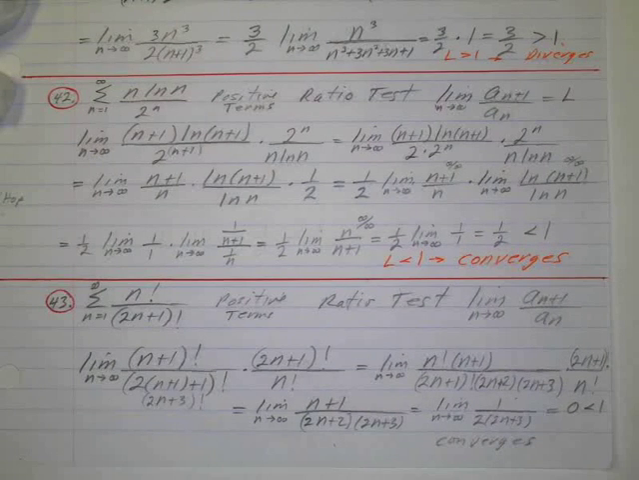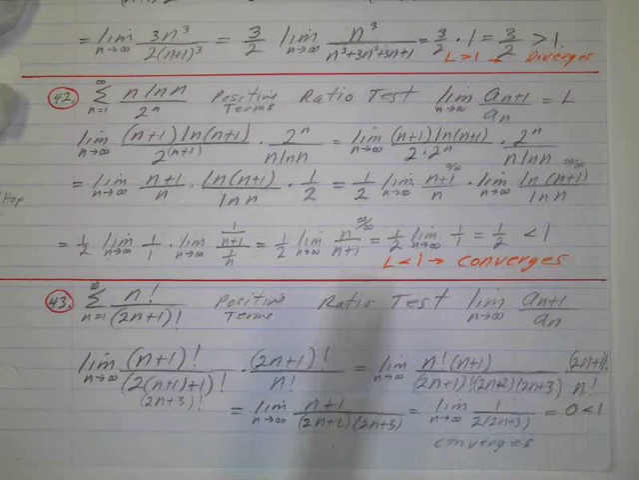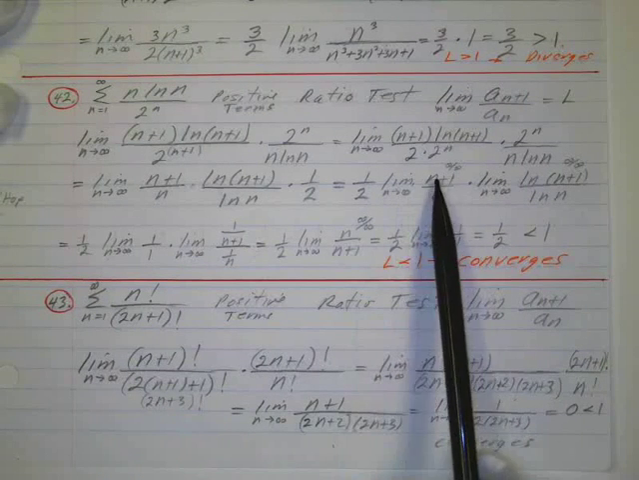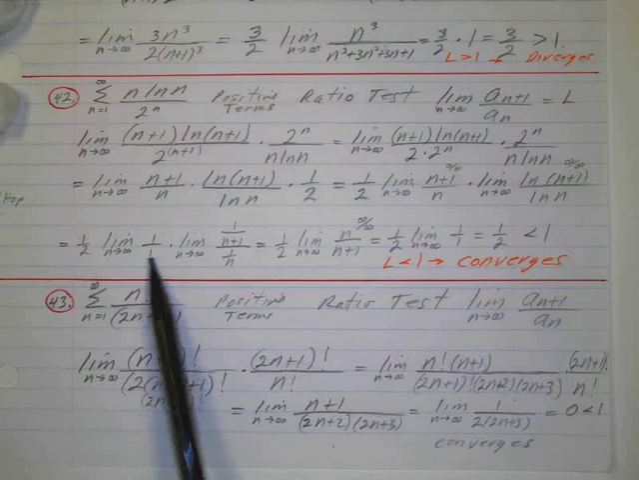The natural log of n is also going to infinity as n goes to infinity, so that's infinity over infinity, so I can apply L'Hopital's rule. So I've got 1 half. If I take the derivative of the top, I get 1. Derivative of the bottom, I get 1. So 1 over 1, which is just 1.